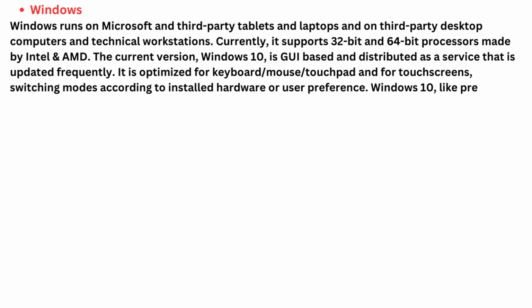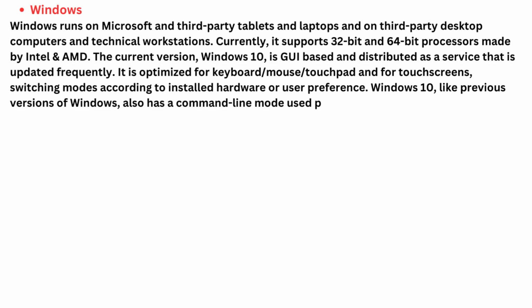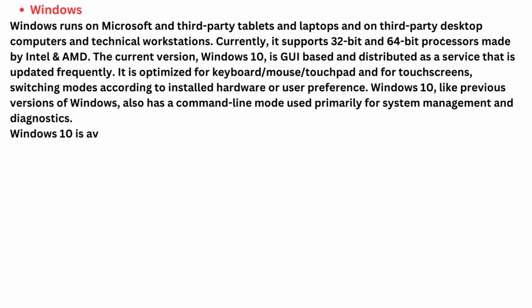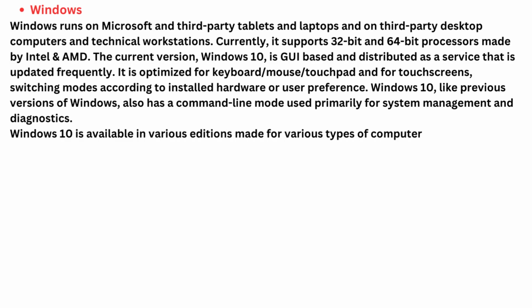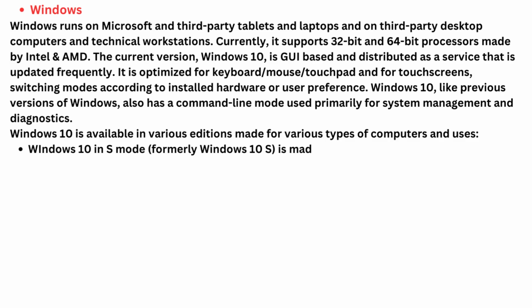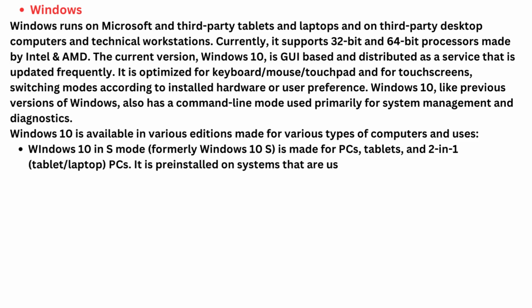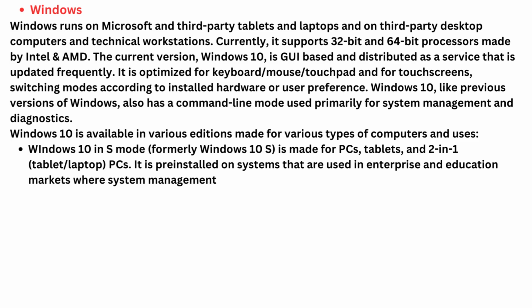Windows 10, like previous versions of Windows, also has a command line mode used primarily for system management and diagnostics. Windows 10 is available in various editions made for various types of computers and uses. Windows 10 in S mode, formerly Windows 10 S, is made for PCs, tablets, and 2-in-1 (tablet laptop) PCs. It is pre-installed on systems that are used in enterprise and education markets where system management and security are paramount.